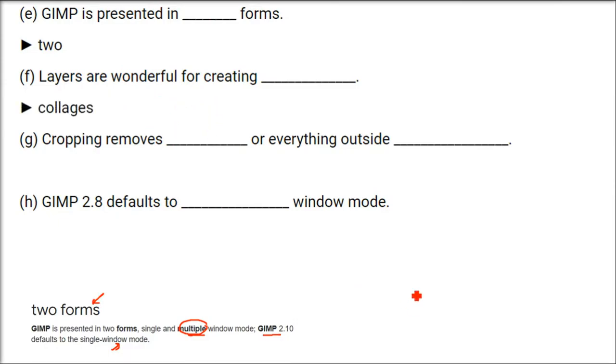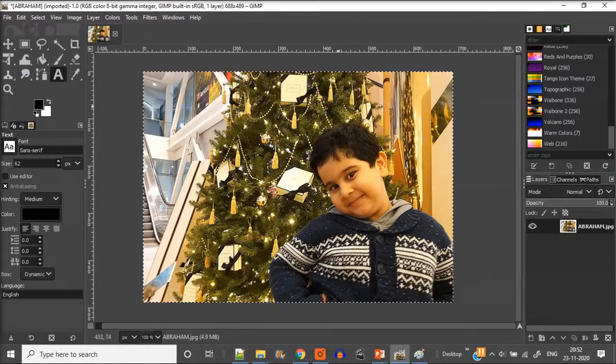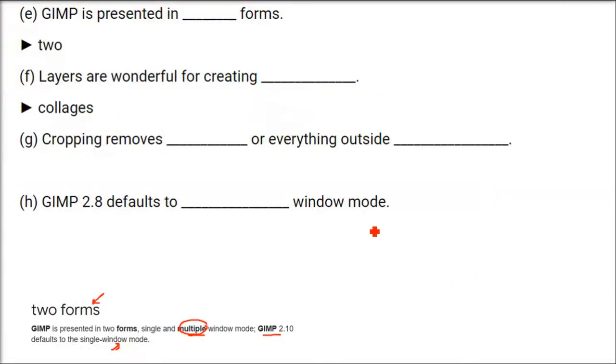Layers are wonderful for creating collage. Now this is a kid photo. This photo, the kid may have multiple photos. So I can have one photo here, second photo, third, fourth. So there are multiple photos and collages here. Okay. So this is for collage.